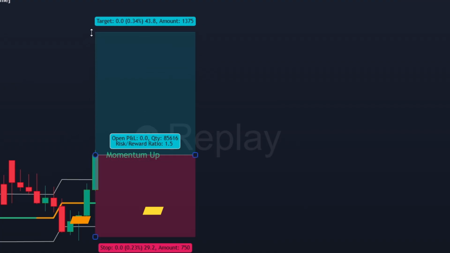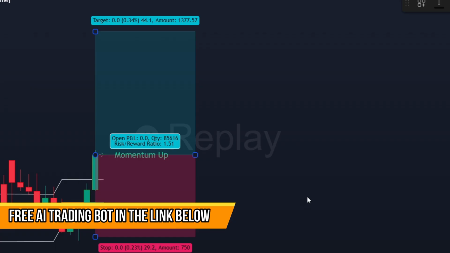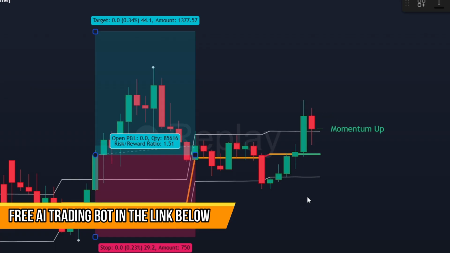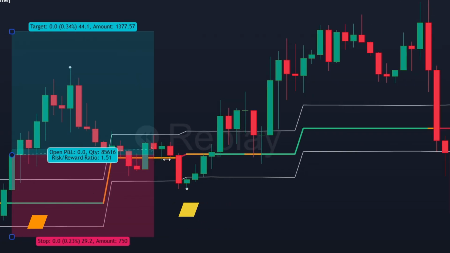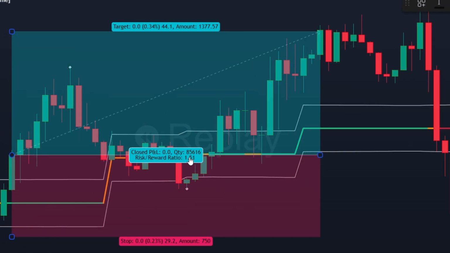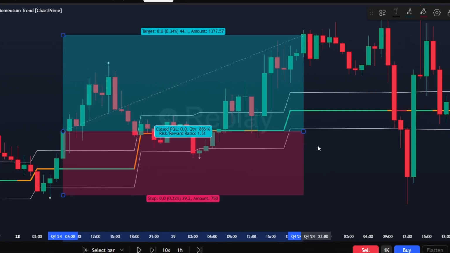We can enter a long trade as soon as that green candle closes, with the stop loss tucked right under the recent swing low created during the pullback. For the target, aiming for at least a 1.5 risk-to-reward ratio works well, and if the trend continues strong, you can even trail your stop under the midline to ride the move further.